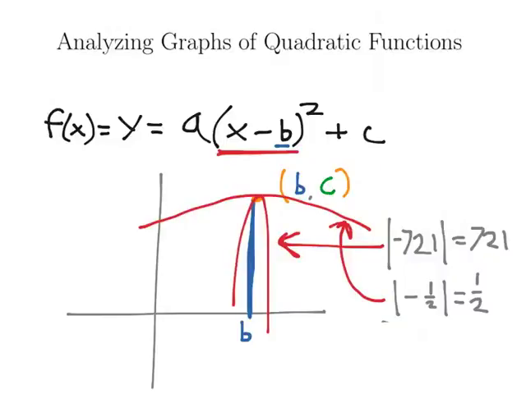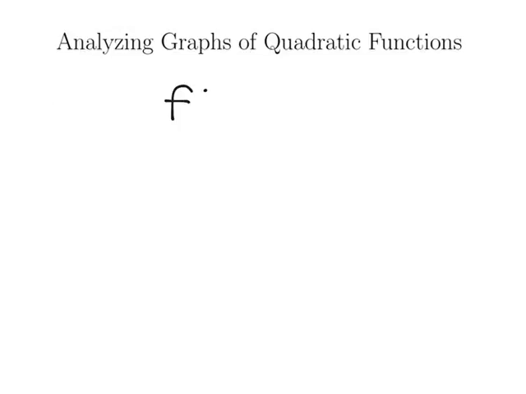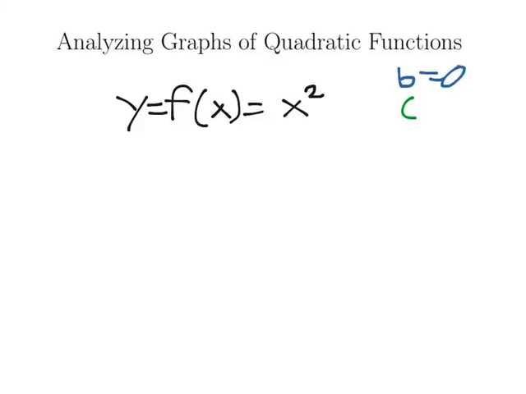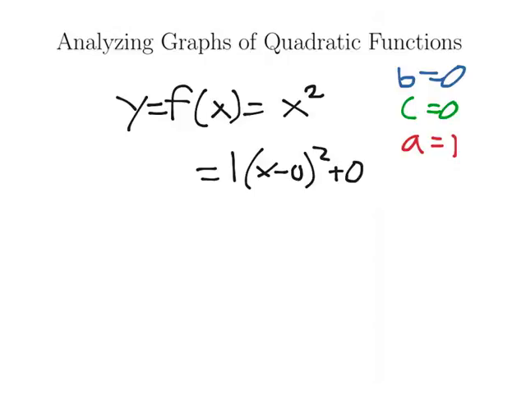To analyze this in further detail, let's consider where our function of x, or our y, is just x squared. This means b is equal to 0, c is equal to 0, and a is equal to 1. Notice that I can rewrite this function as 1 times x minus 0 squared plus 0. So when it comes time to graph it, I know my axis of symmetry is just the y-axis. It's when x is equal to 0, because b is 0.